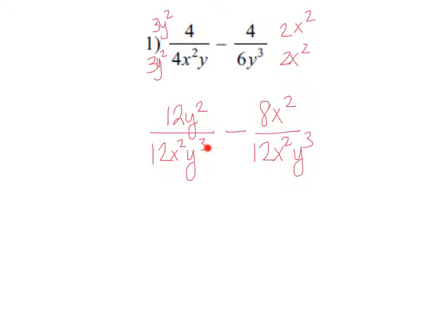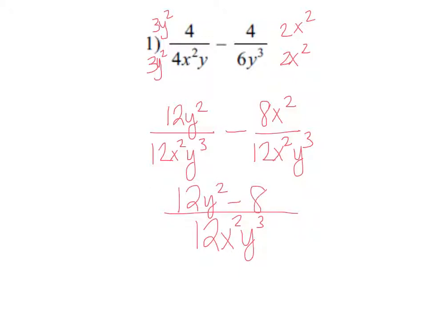Notice that these are common denominators. So once I have the common denominator, I just merge it together into one big fraction. So it's going to be a 12x squared y cubed. And on the top I have a 12y squared minus 8x squared.